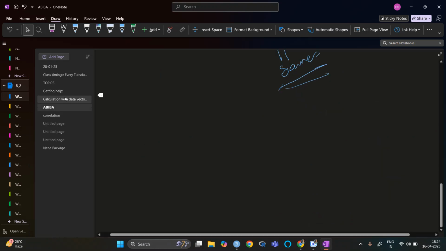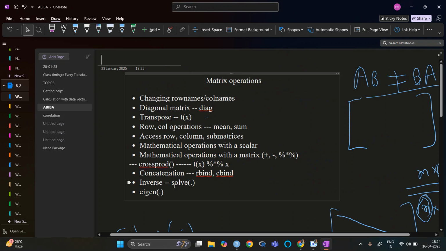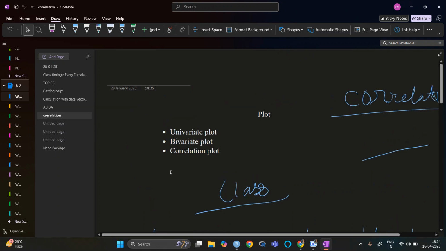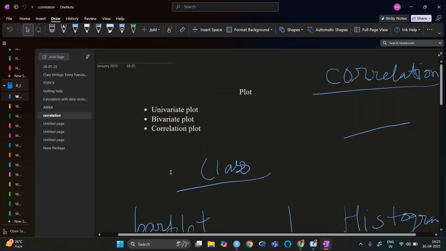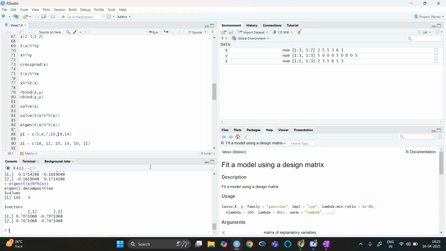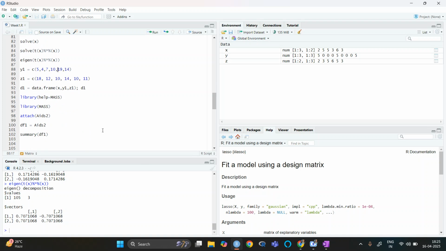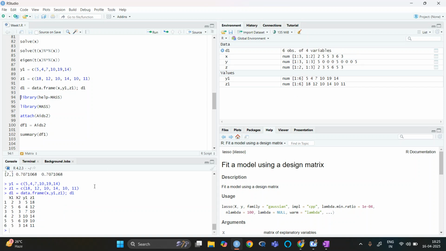Then let us move to the graphics of it. Basically, in graphics you can have different kinds of plots. So you can have univariate, bivariate, correlation plots, etc. Now, let's say y1 and z1 are two vectors of the same length, 6 and 6. And if you try to create one data frame with x, y1 and z1.